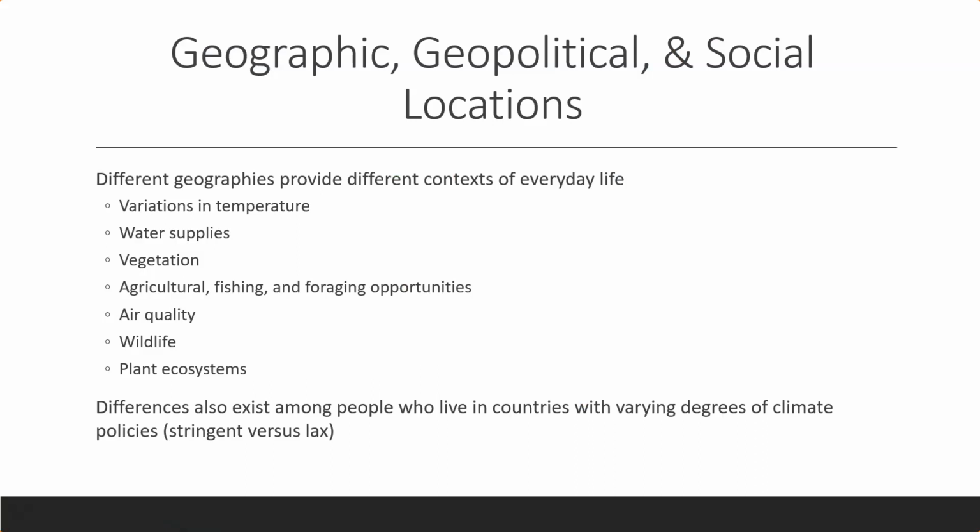All right, so geographic, geopolitical, and social locations. Looking at the different geographic locations provides different contexts into everyday life. This really focuses on water supplies, which is absolutely huge, right? Because we need water to survive. Vegetation, agriculture, such as fishing, air quality, wildlife, and plant ecosystems.